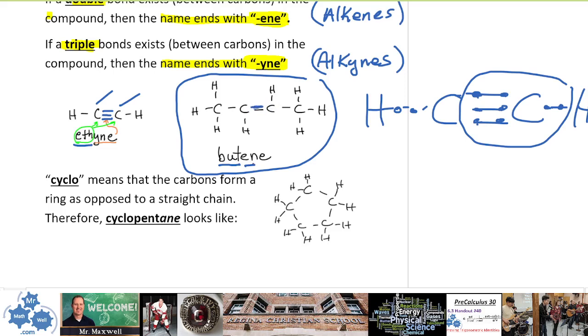If this was a single bond and we had an H over there and an H over here, this would just be butane. Butane. But because we have a double bond, it's butene. Got it? Questions?